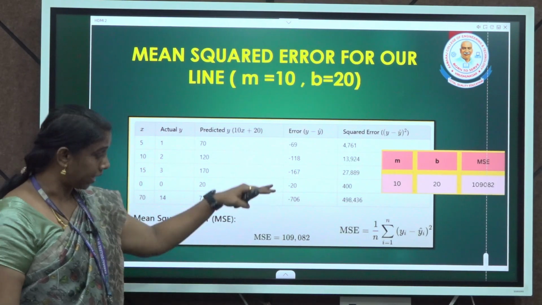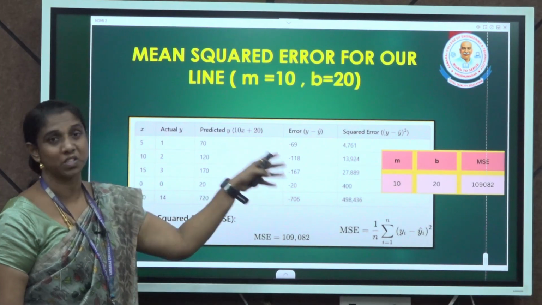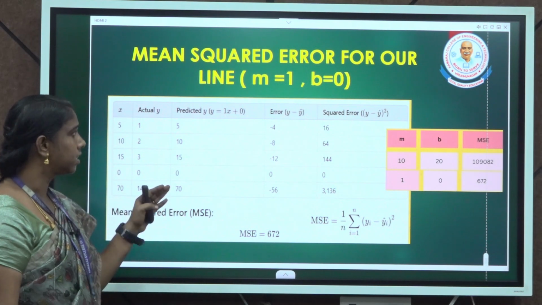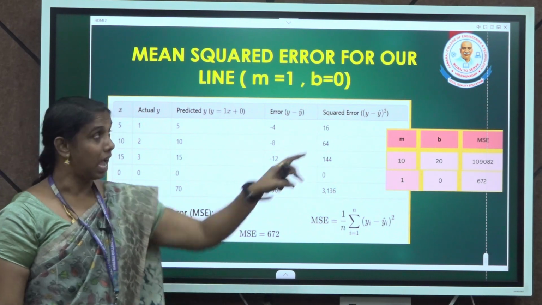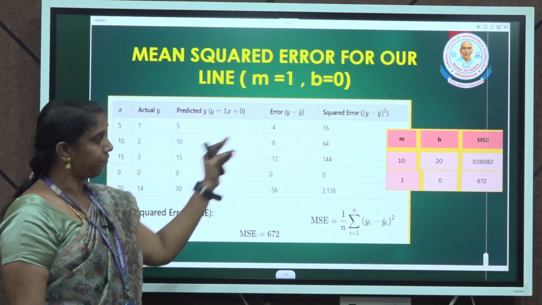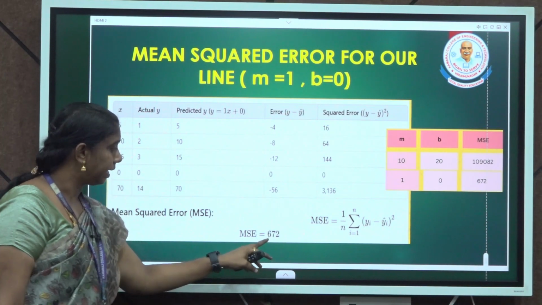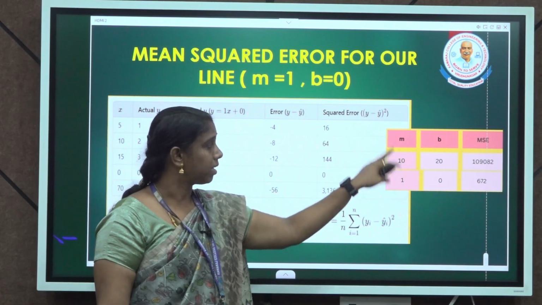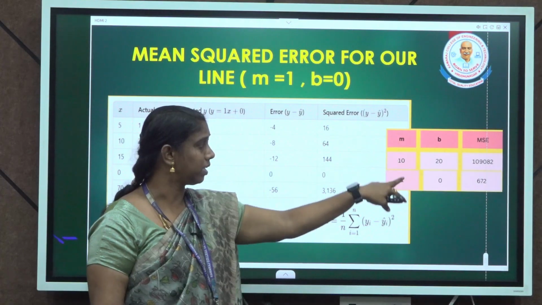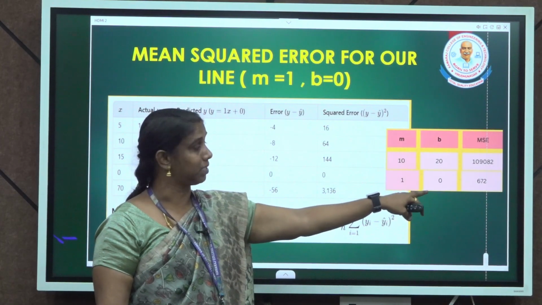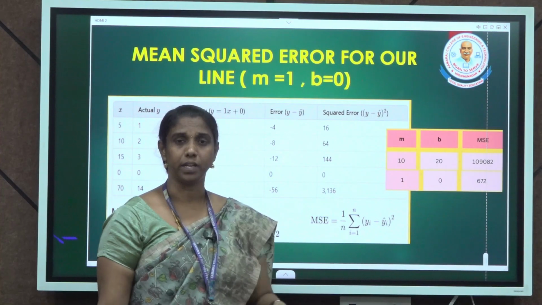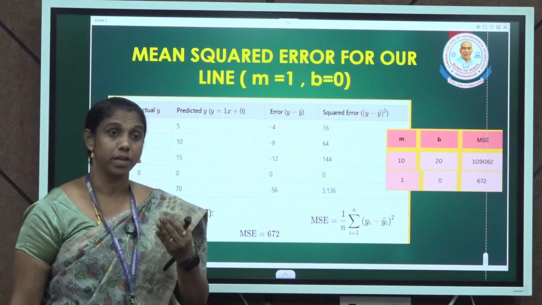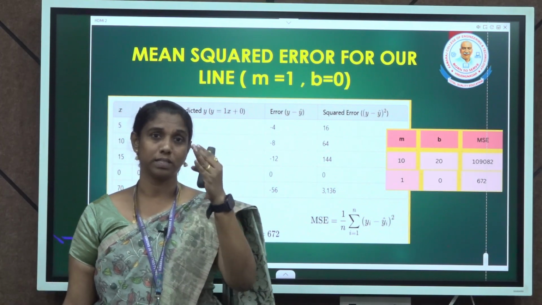So we can reduce this error by adjusting the slope and the intercept. How can we adjust it? Let us assume the intercept value is 0 and the slope value is 1. After calculating, I get the answer 672. Previously I got a 6-digit number; now I am reducing the slope value to 1 and the intercept value to 0, and I get 672, which is a 3-digit number. As I already said, 0 is the best line, right?